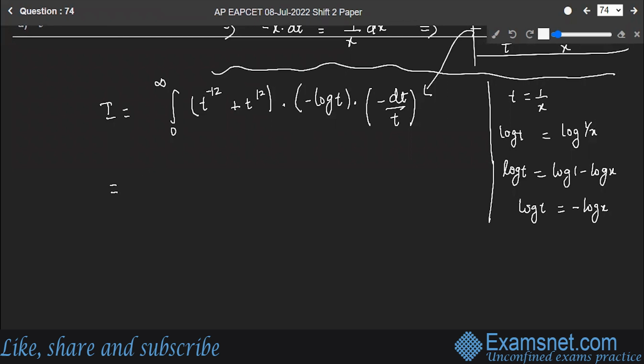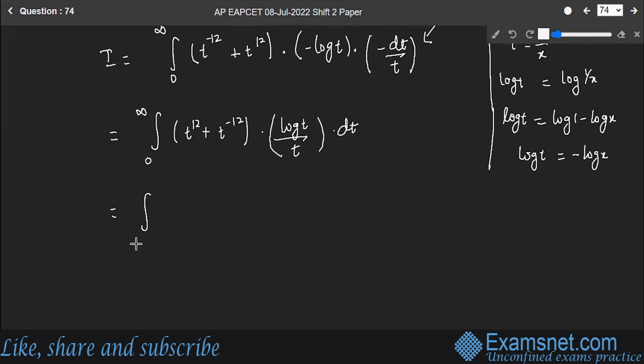So you can write it as, see this thing, let's write it once again. Integral 0 to infinity, t raised to power 12, t raised to power minus 12 into log t upon t into dt. Now, let's change the limits. So can I write like this, like infinity to 0? Yes, I'll have a minus sign outside. I can write it like this now. t raised to power 12 can be written here and t raised to power minus 12 will be written here. No problem in that. Okay.